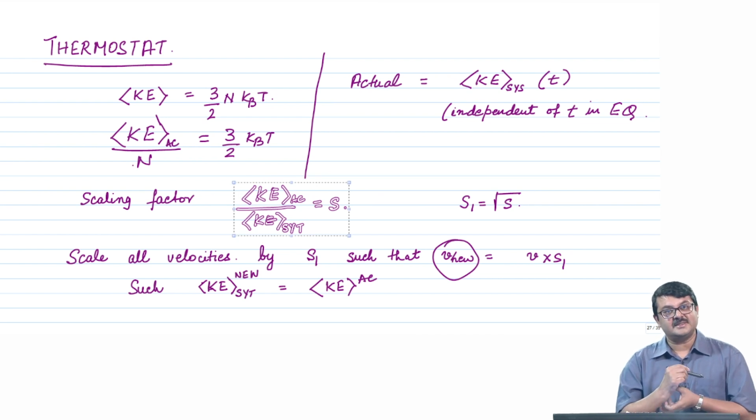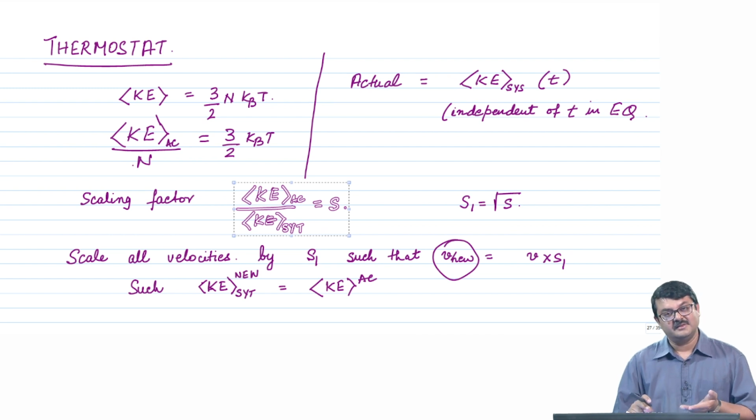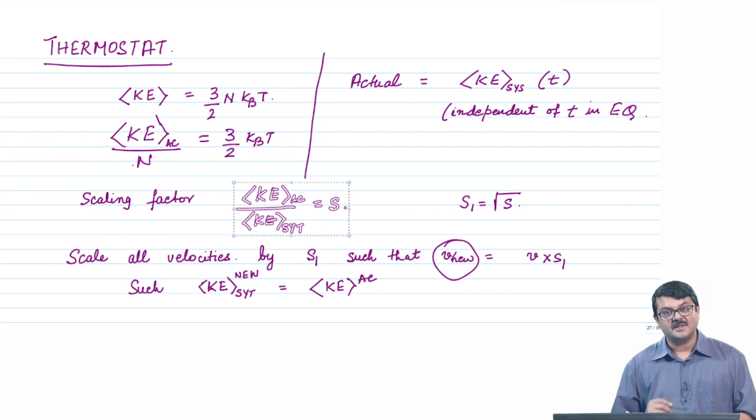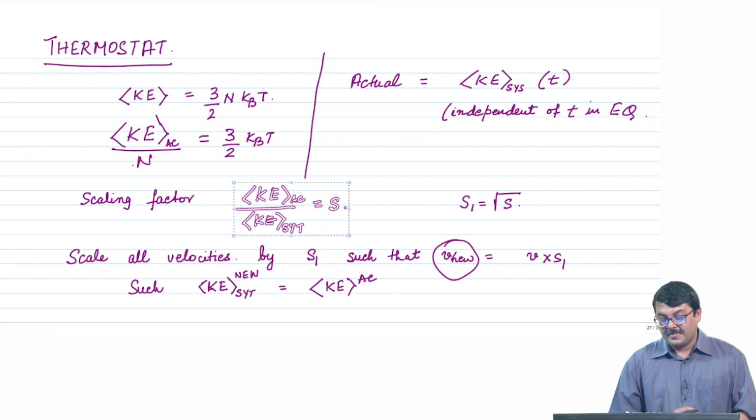Now, if kinetic energy is decreasing and you want the kinetic energy per particle to be 1.5 kBT, and you see that it is decreasing, then you again rescale by this factor. Now, the term in the numerator will be larger than the kinetic energy of the system. So, you are going to scale the velocities up to maintain the right temperature.